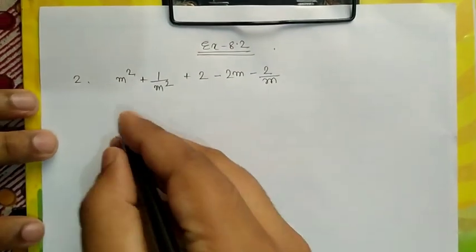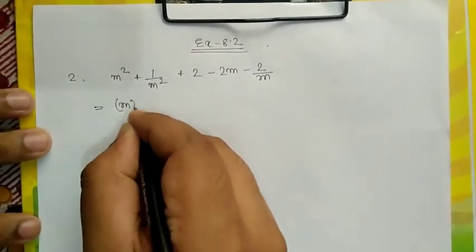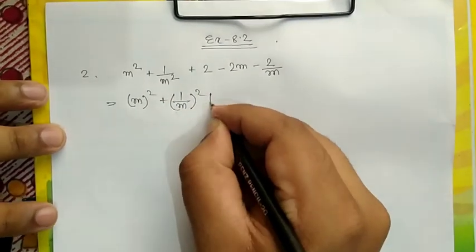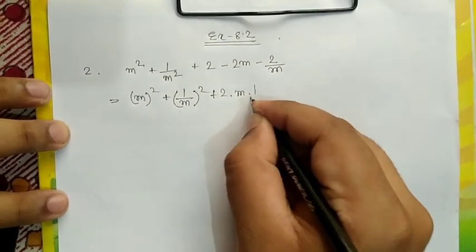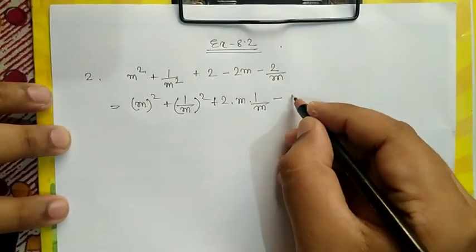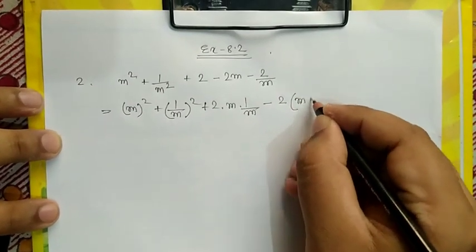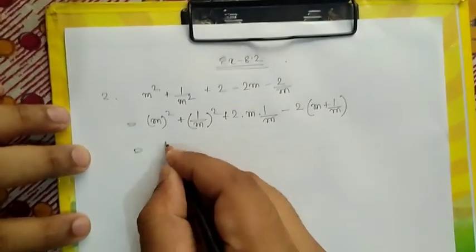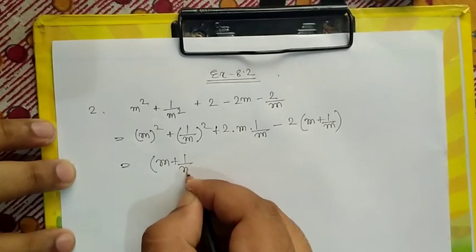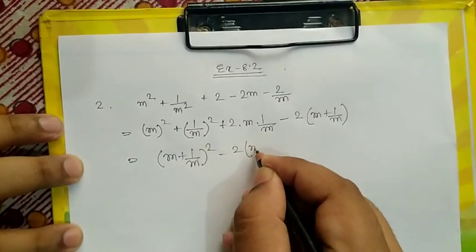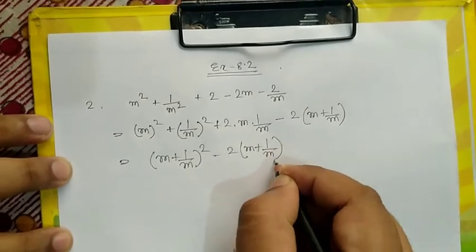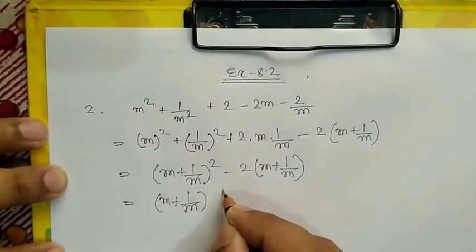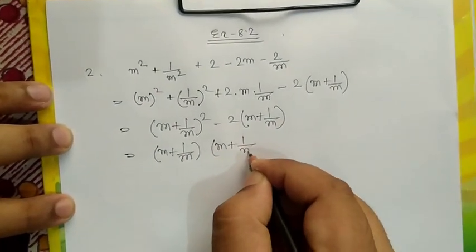Now, first of all, a square plus b square plus 2 into a into b, take common from these two. a square plus b square plus 2ab equals a plus b whole square. Taking common m plus 1 by m. So therefore the answer should be like this.